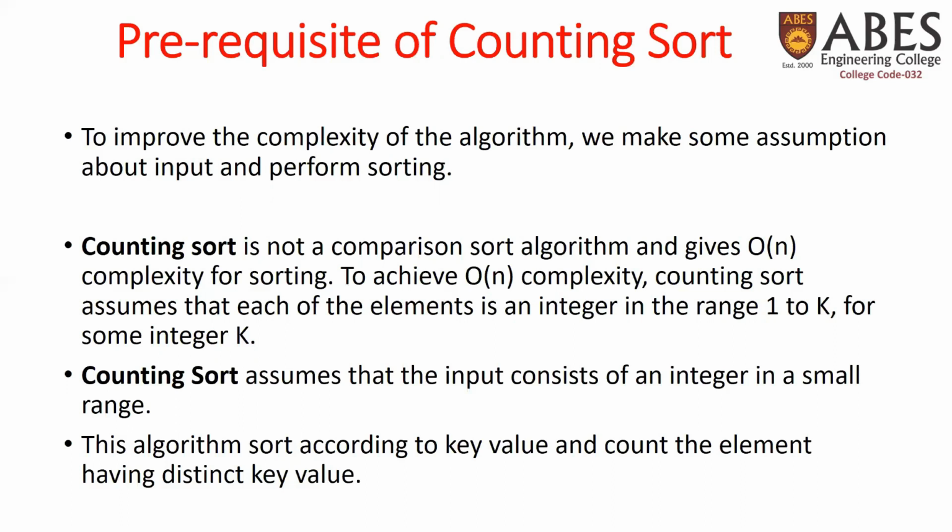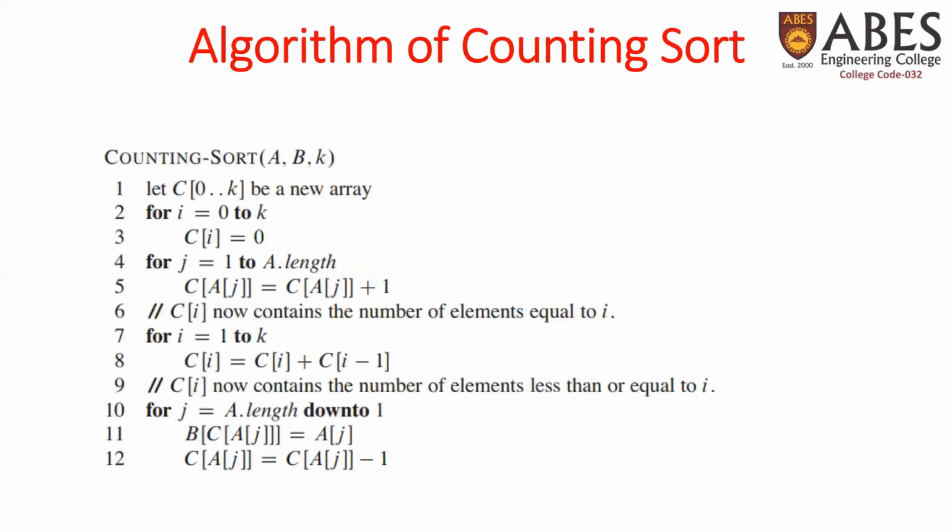And in this, we need to check that the element should be an integer. This is not applicable in the case of float numbers. This is not applicable to negative numbers. Even for alphabets, you cannot perform counting sort. The basic concept of counting sort is that this algorithm sorts according to the key value and counts the elements having distinct key values. To discuss the working of this, this is the first algorithm of counting sort.